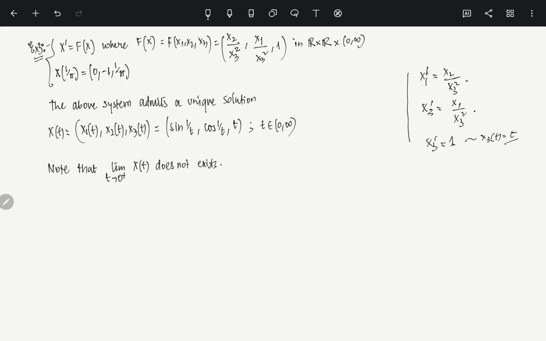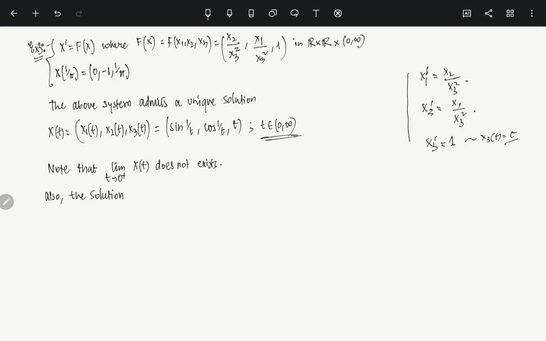Clear? Okay. So it does not exist. So you have to have t between 0 and infinity, otherwise it does not exist. And we can actually show that, however, also the solution, you see, x1 square plus x2 square is always 1, right?